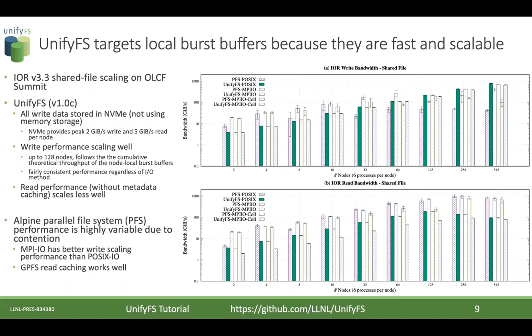Now, in the bottom graph, we show the same data for the read case, and things aren't so rosy there because primarily GPFS is really good at caching. And so if you're reading back data you just wrote, it does a really good job of that. So in this graph, you can see that UnifyFS doesn't really provide any benefit at up to 512 nodes for read workloads. But the thing to notice here is that each one of these bars has the standard deviation bars on it.